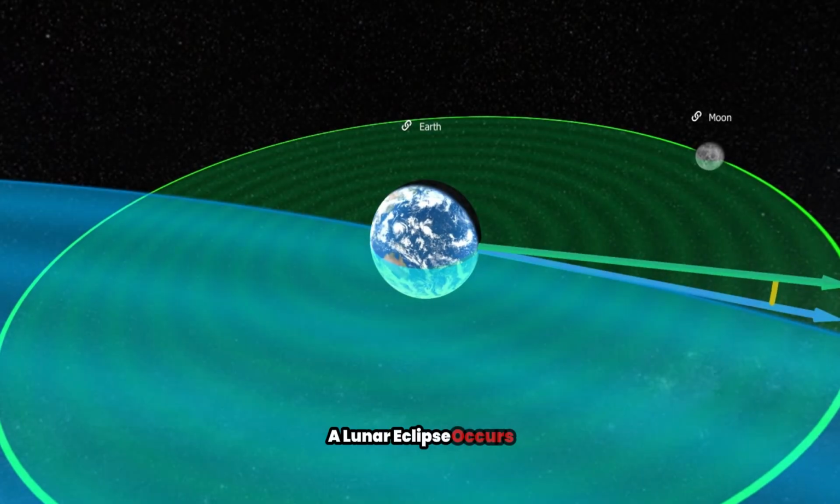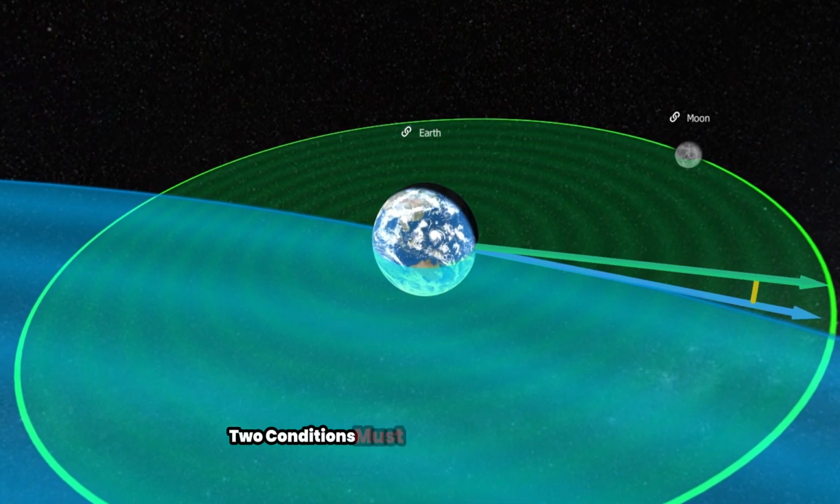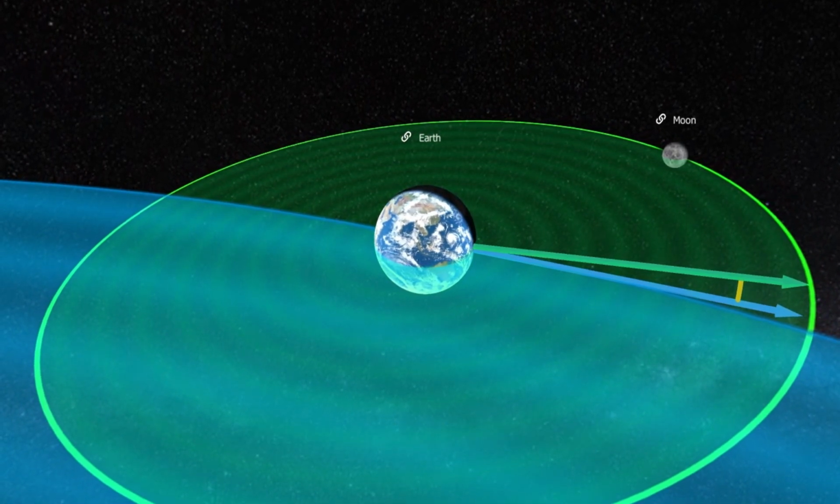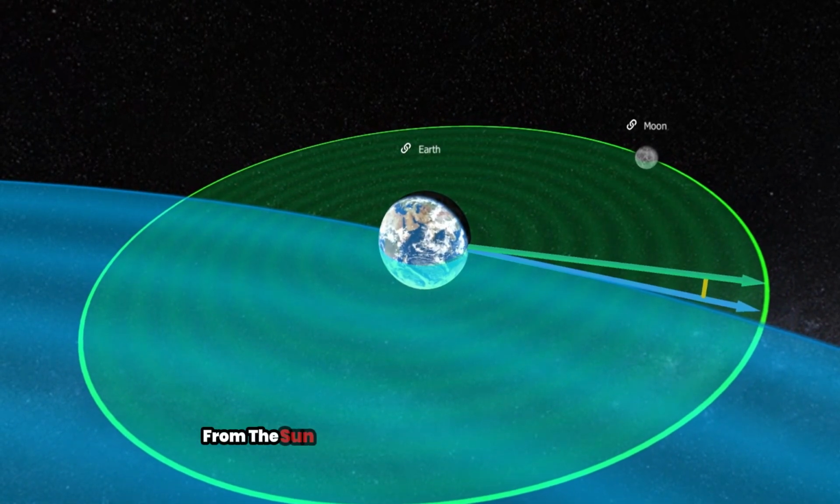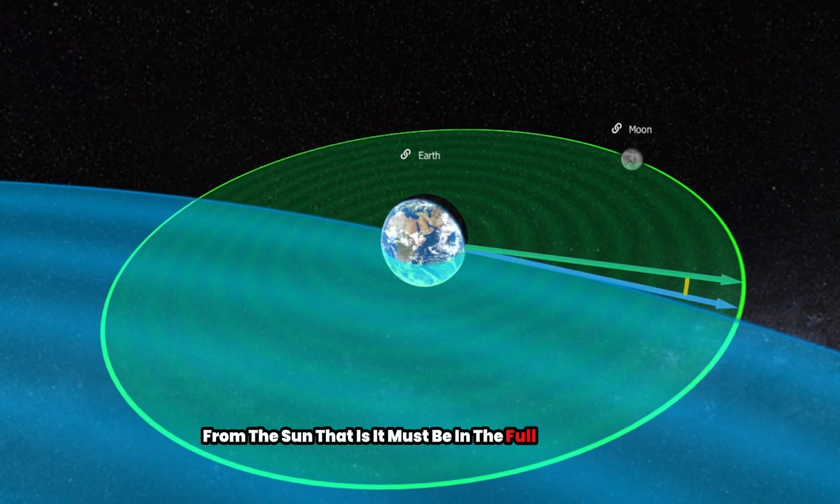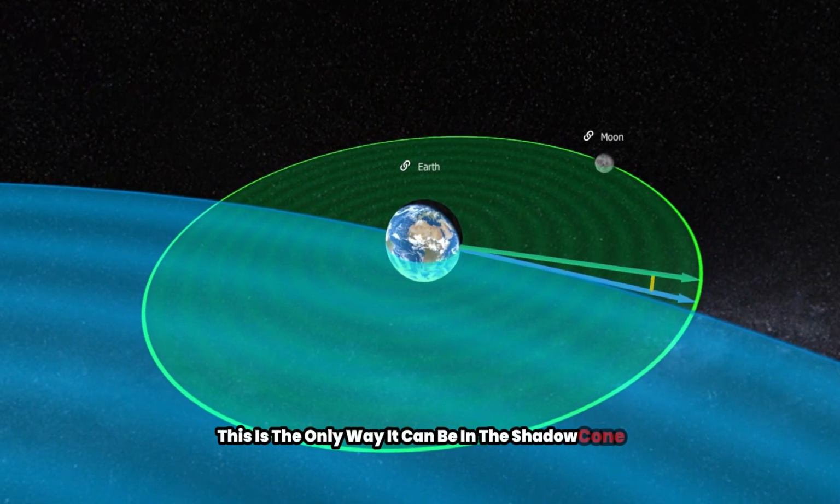A lunar eclipse occurs when the shadow of the Earth falls on the moon. Two conditions must be met for a lunar eclipse. First, the moon must be on the opposite side of the Earth from the sun. That is, it must be in the full moon phase. This is the only way it can be in the shadow cone.